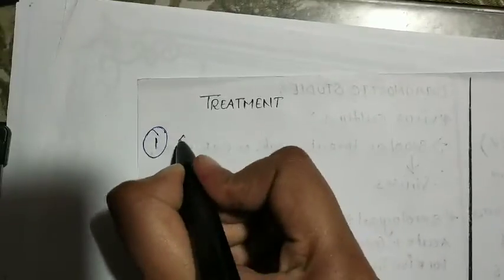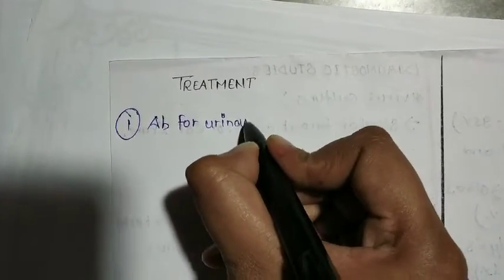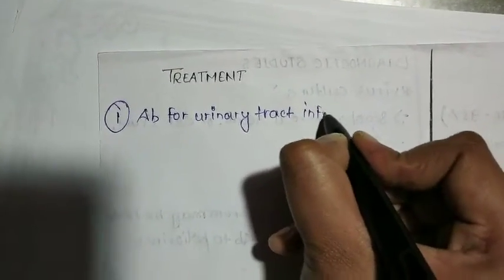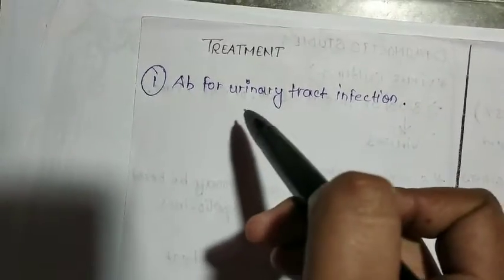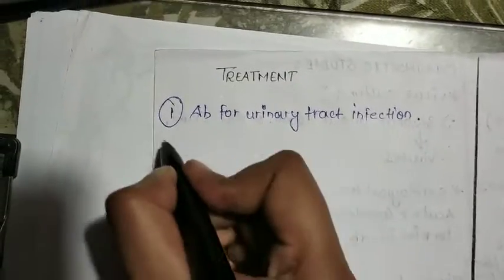First, in the treatment of polio virus, the major goal is to control the symptoms while the infection runs its course, as there is no specific treatment for this viral infection. But the treatment may include antibiotics for urinary tract infection. As the symptoms increase, we can give antibiotics, because there may be a urinary tract infection.